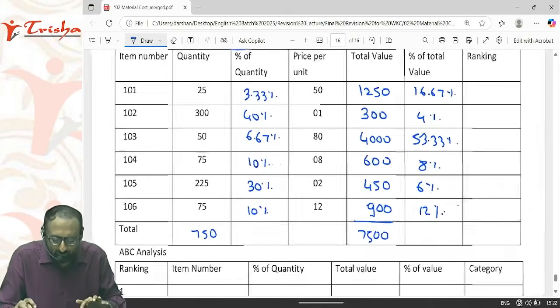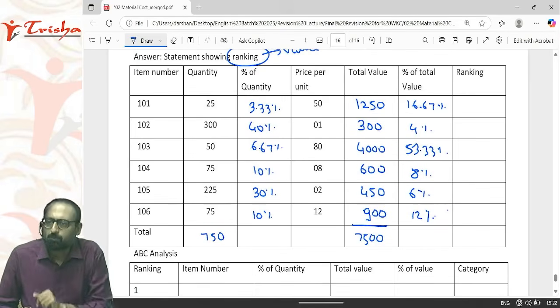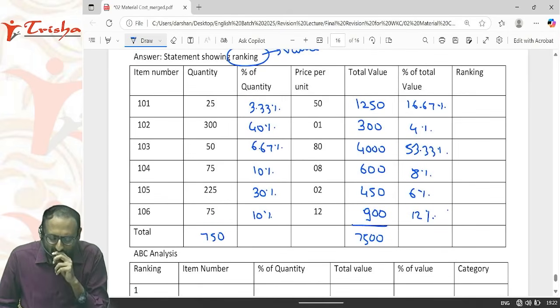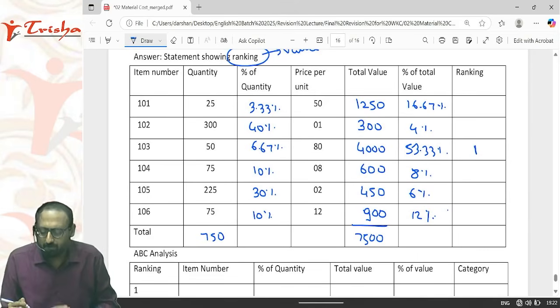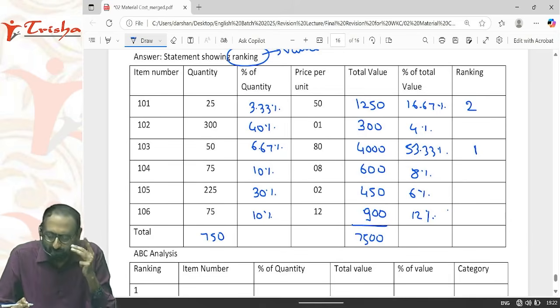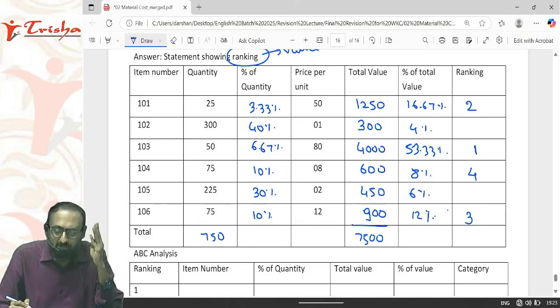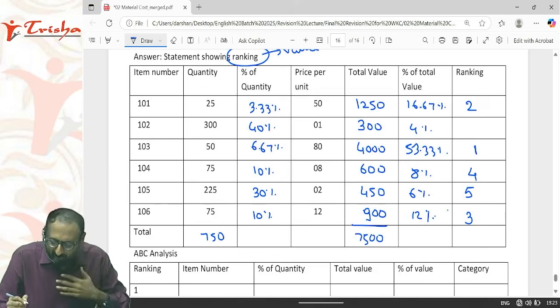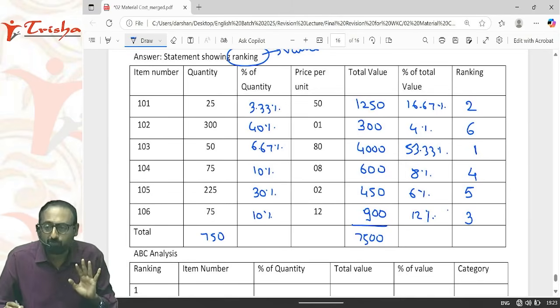Value wise, which material is having the highest value, sir? Rank 1 product, most important product. Which item is your first rank product? Is it 103? Which product is your second rank product? Is it 101? Which is your third rank product? Is it 106? Which is your fourth rank product? Is it 104? Sir, the fifth rank product is 105. Correct, sir? And the sixth rank product is your 102.